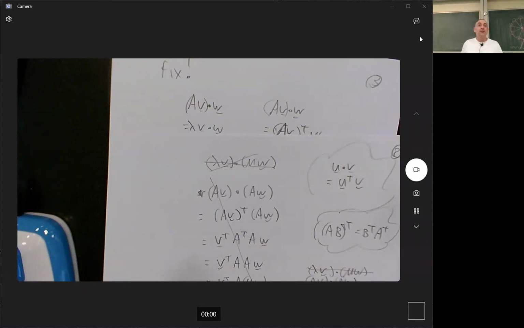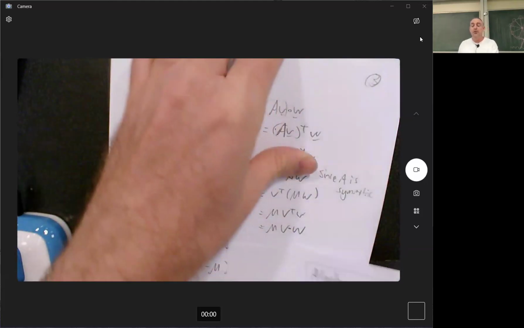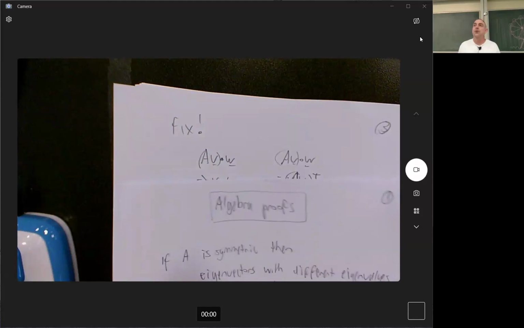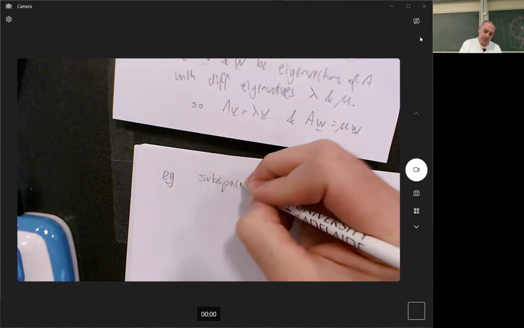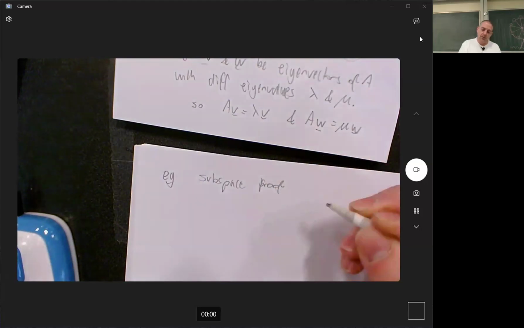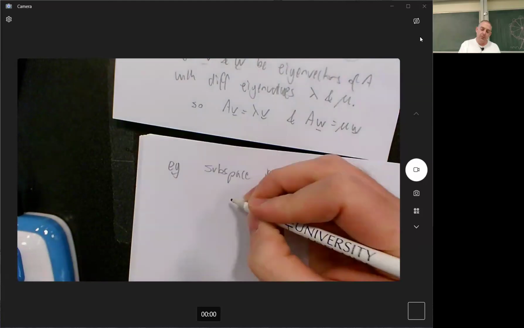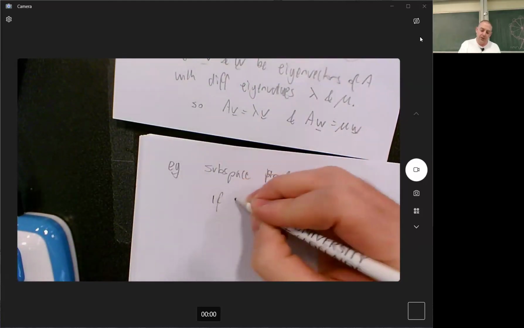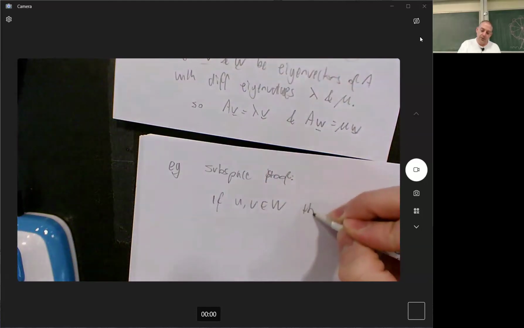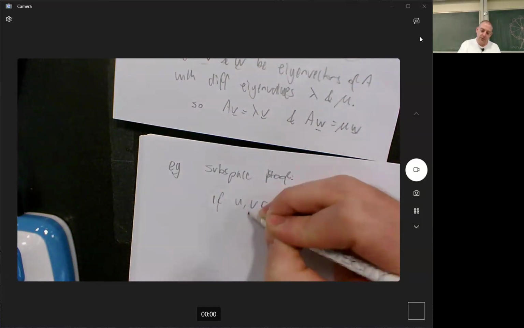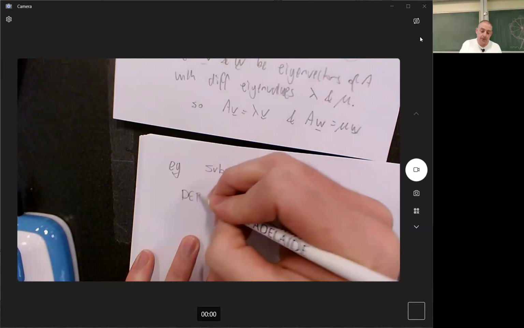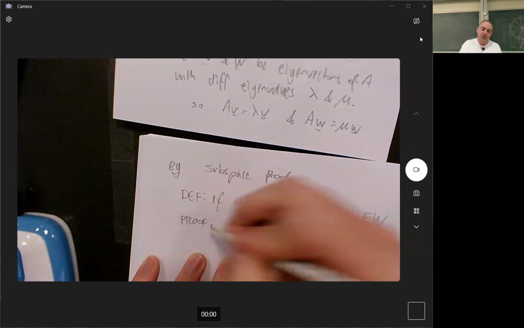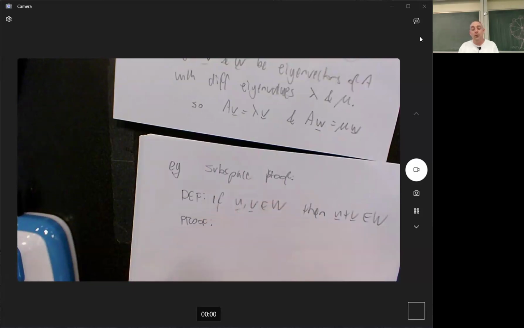But subspace proofs are like that, where you prove, suppose U and V are both in W, therefore you want to prove that U plus V is in W. So in a subspace proof, the definition of subspace says that if U and V are in W, then U plus V is also in W. That's how the definition works. Your proof, in general, will begin by saying, suppose this, working, working, working, therefore this.